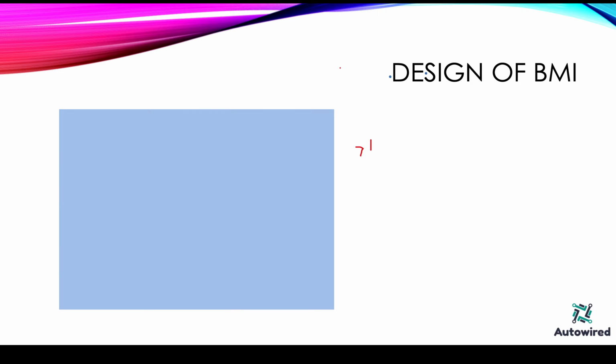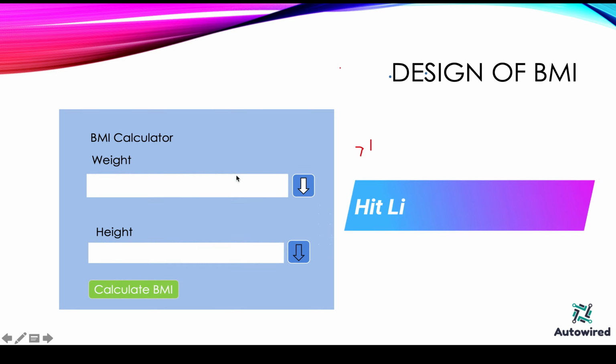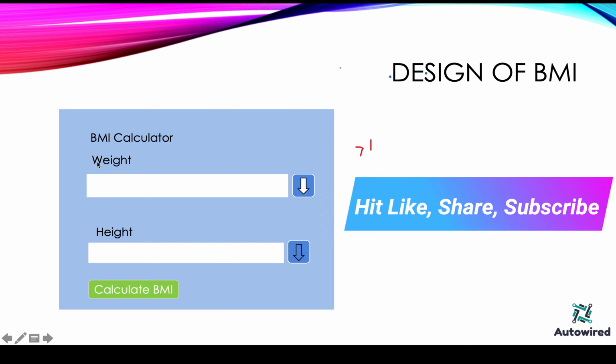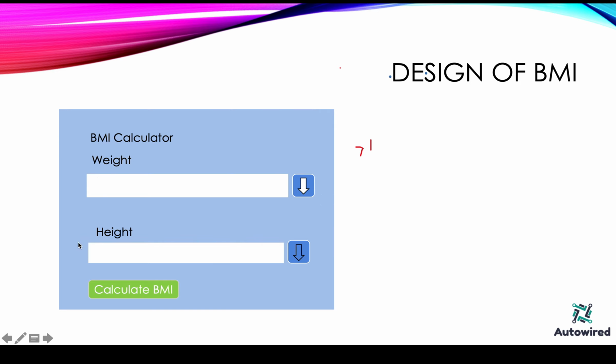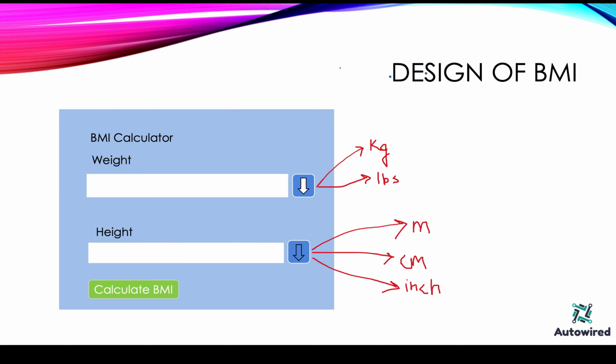Now we'll see how we're going to calculate. As I've already shown you what we are going to create, this will be our basic design of our BMI calculator. We have a heading, we have an input area for weight, we have an input area for height, and then we have drop downs for weight unit and height unit, and then we have a button called calculate BMI which will trigger the calculate function. So let's jump onto the implementation part.